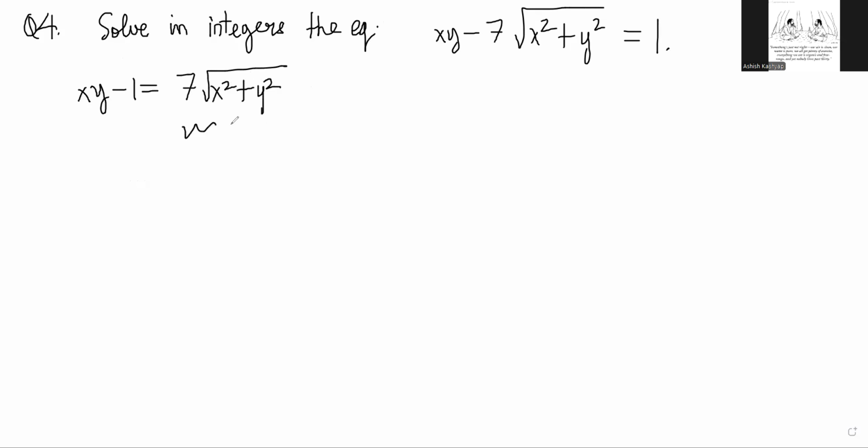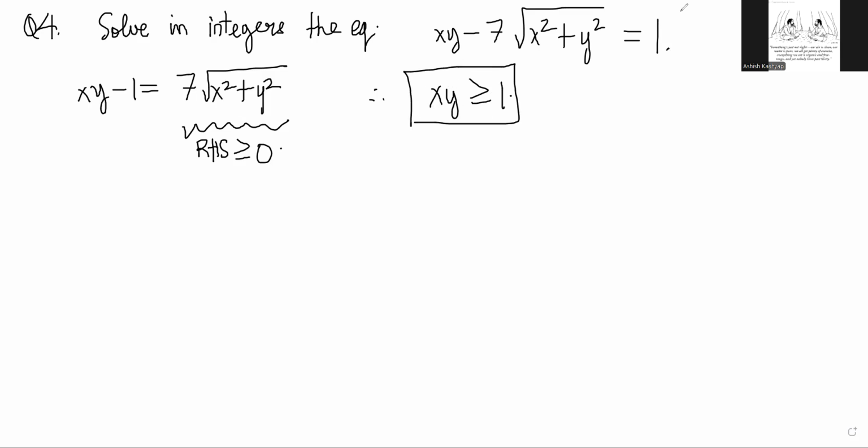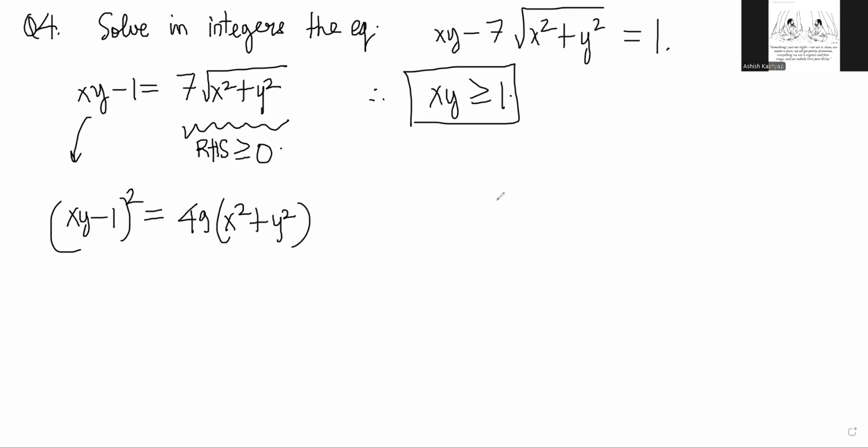And this right hand side is always positive. RHS is greater than equal to 0. Therefore, we know xy is greater than equal to 1 because LHS must also be positive. And now if you do perfect square here, you will get xy minus 1 whole square is equal to 49 times x square plus y square. And we can simplify this a little bit. However, I would like to do a substitution before we simplify it. If we directly try to simplify this right now, I'll end up with terms like x2, xy and all, which I don't want. I want to keep it as simple as possible.